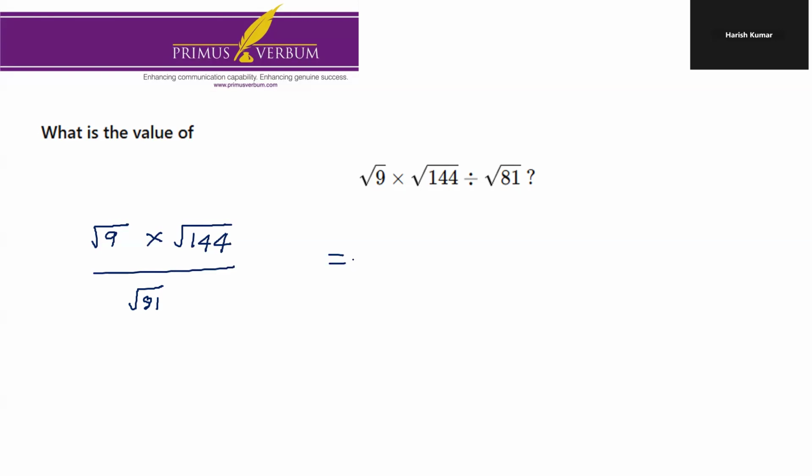And of course, the answer is going to be: root of 9 is 3, square root of 144 is 12, and square root of 81 is 9. So this gives me 36 by 9, which is 4.